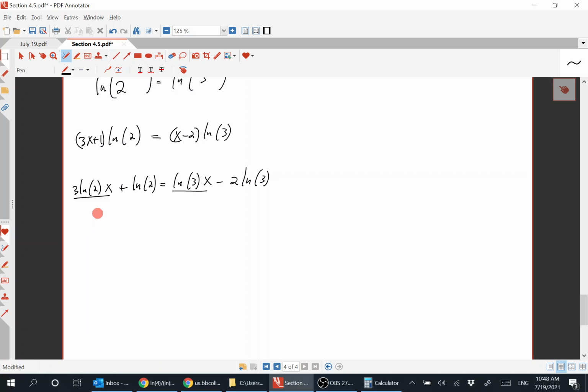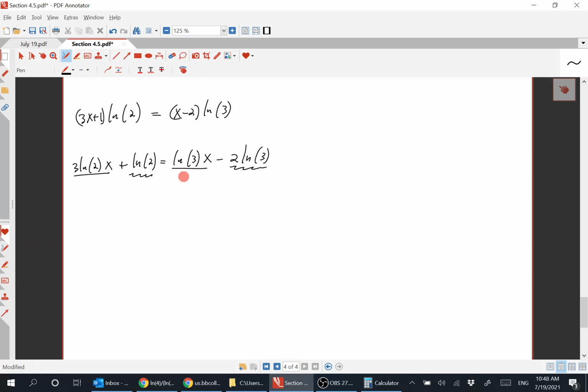This term has an x and this term has an x. This term does not have an x. This term does not have an x. All the terms with x, I bring them to the left. All the terms without, I move them to the right. So this is 3 natural log of 2 times x minus natural log of 3 times x is equal to minus 2 natural log of 3 minus natural log of 2. All right, so I moved this one to the right. This one, I moved it to the left.